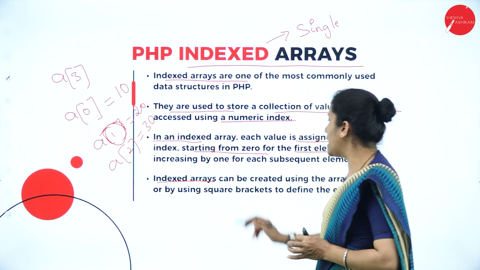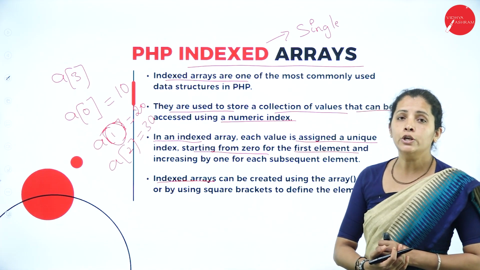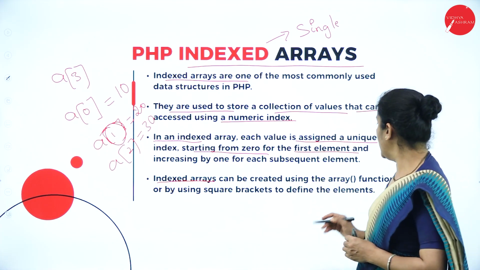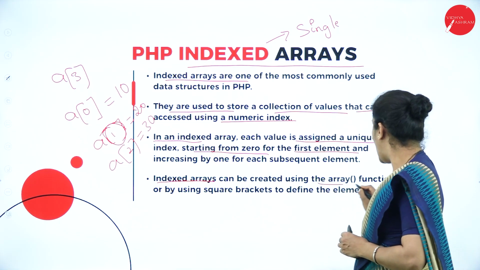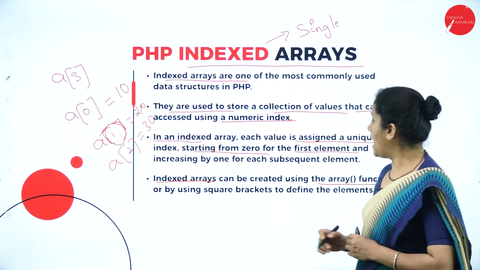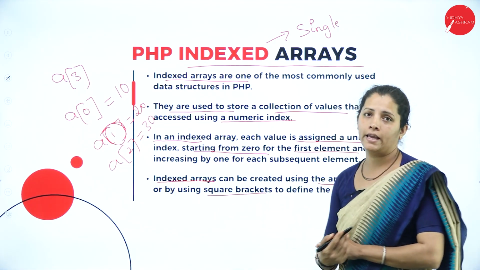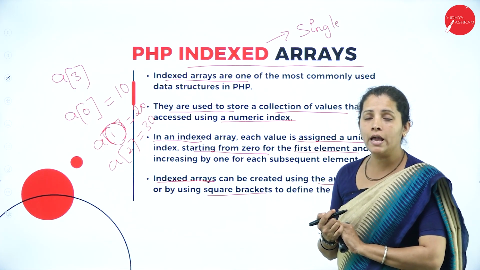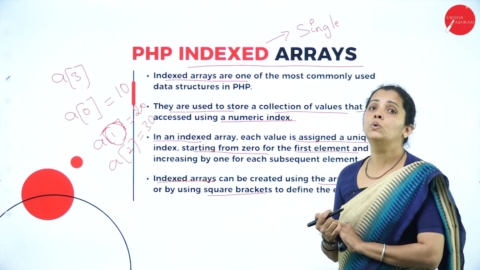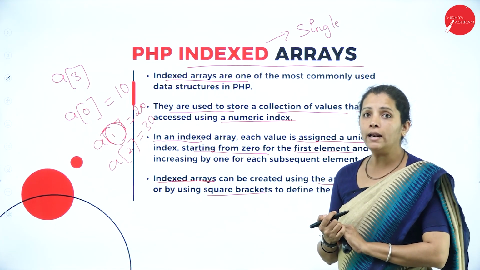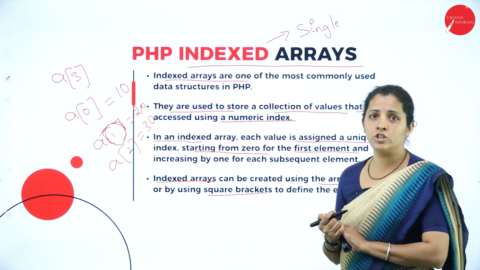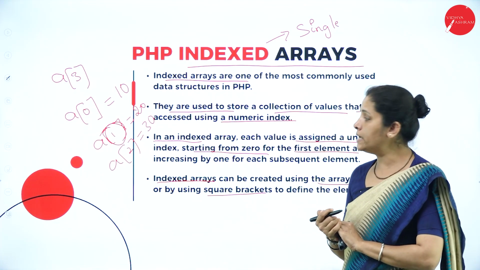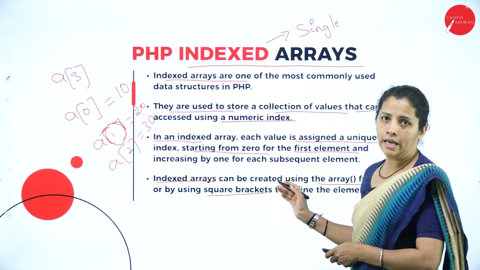So, indexed arrays can be created in 2 ways, that is using array function and using square bracket. In the sense what? In PHP, we are able to create an array in 2 ways. Which are the 2 ways? One is by calling the array function, another one by using square bracket.